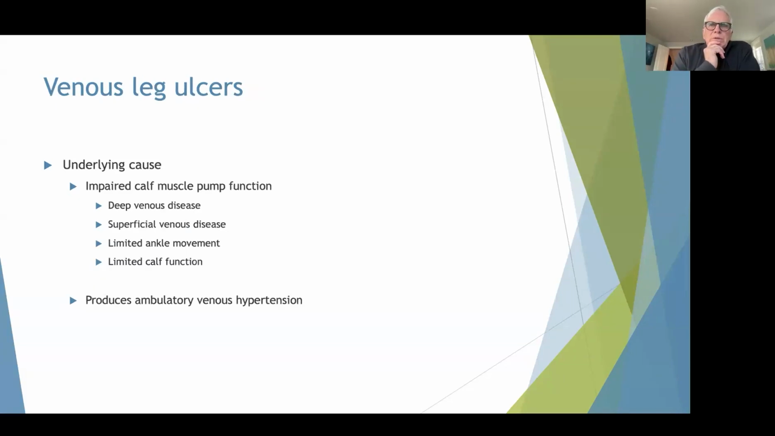So to start with venous leg ulcers, the underlying cause of venous leg ulcers is some form of impairment in the calf muscle pump function. And this may come from problems in the deep veins, which could be deep vein thrombosis or incompetence in the venous system, problems in the surface veins, which is primarily incompetence. It can be problems with limited ankle movement or limited calf muscle function, so that calf muscle pump doesn't work properly. And what this results in is what's called ambulatory venous hypertension.